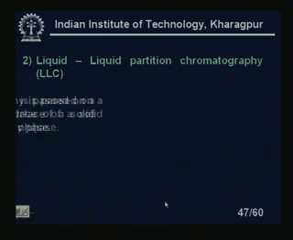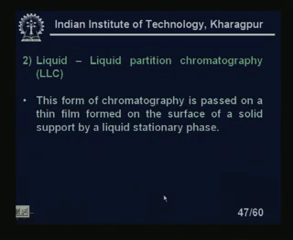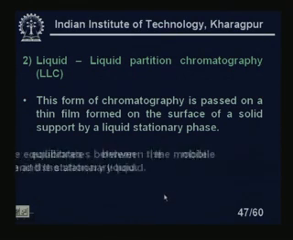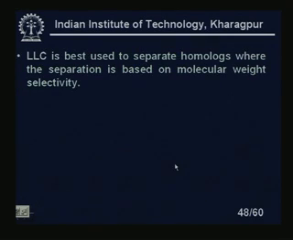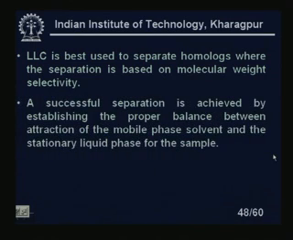Liquid partition chromatography. This form of chromatography is based on a thin film formed on the surface of a solid, supported by a liquid stationary phase. The solute equilibrates between the mobile phase and the stationary liquid. LLC is best used to separate homologues, where the separation is based on molecular weight selectivity. A successful separation is achieved by establishing the proper balance between the attraction of the mobile phase solvent and the stationary liquid phase for the sample.